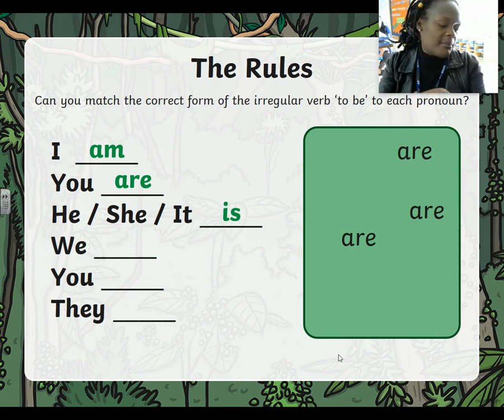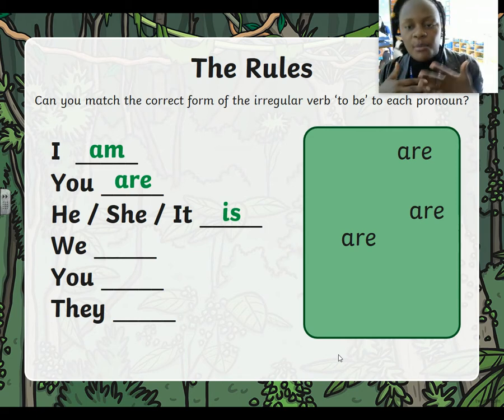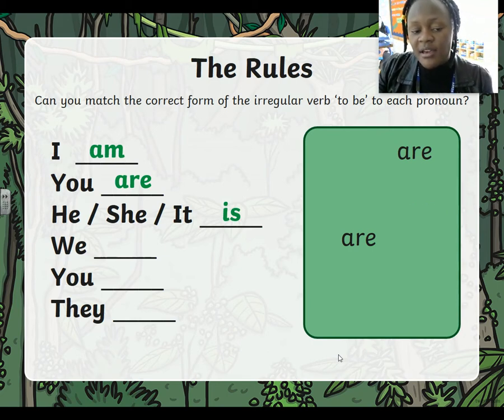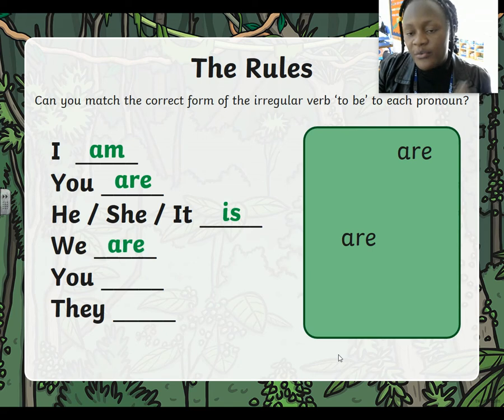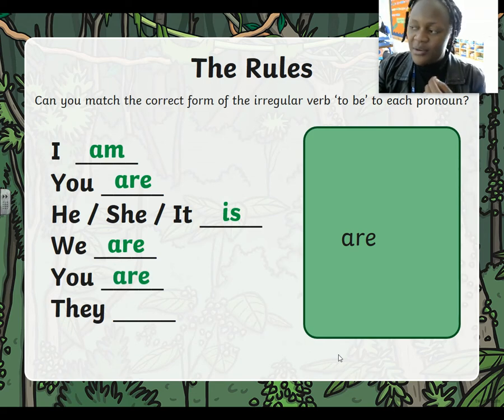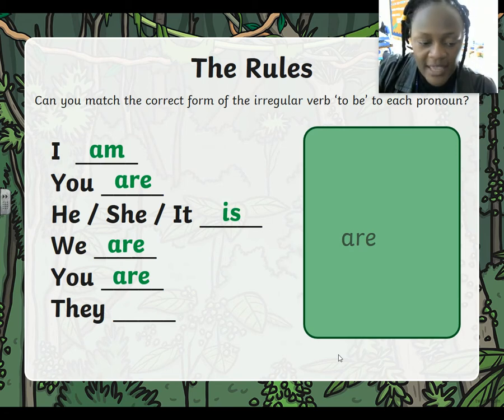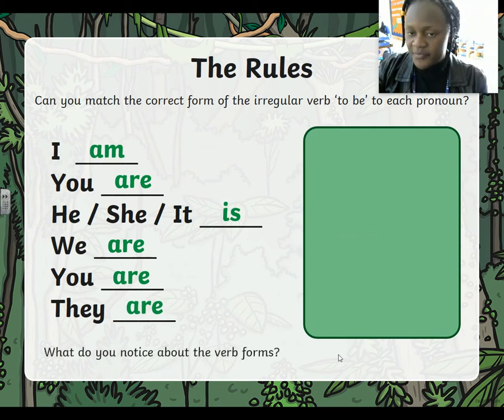Now, if we are talking about ourselves, in our group or in our classroom, we're going to say we are. Or if you're telling your friend about something, you'll tell them you are. If we're talking about people in the next classroom or in another school, we will say they are. Okay.